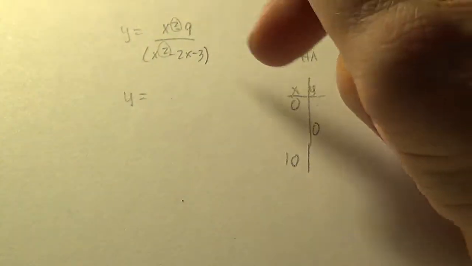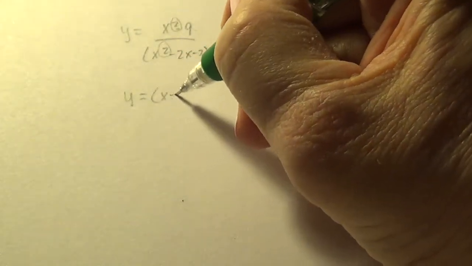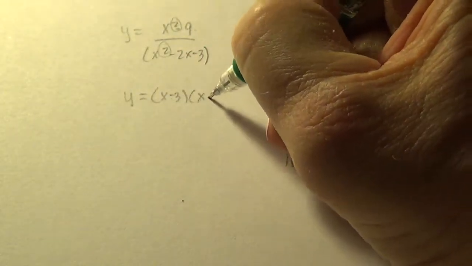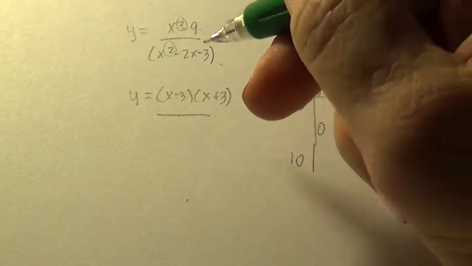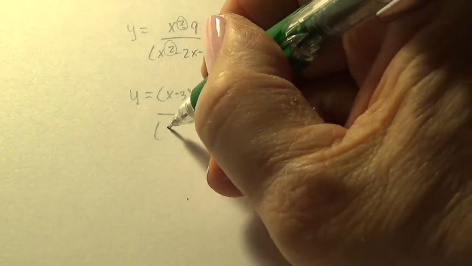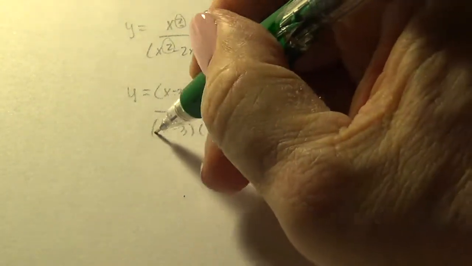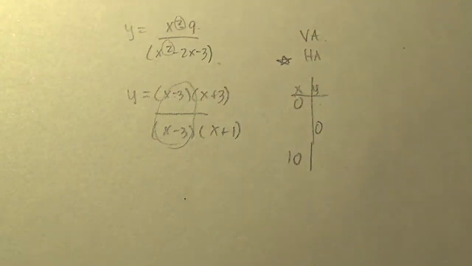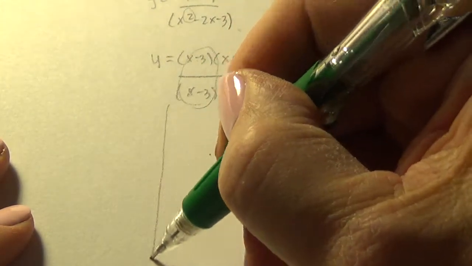So the vertical one, let's factor the top and the bottom so we can see a little clearer what's going on. This is a difference of 2 squares. It factors x minus 3, x plus 3. And then this factors x minus 3, x plus 1. So we talked about this last night. So we know that that creates a hole in the bottom of the C.